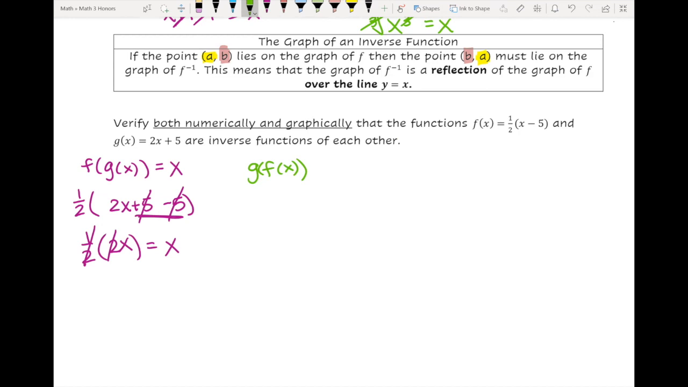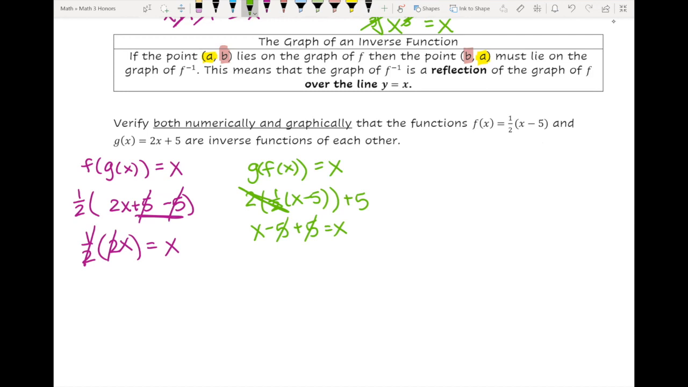We're going to do g of f of x. So we are taking the f of x and plugging it into the g function. The entire 1/2 times x minus 5 is plugged into this g function. So we are going to get 2 times the entire 1/2 x minus 5, and then plus 5. I have 2 times a half. Those undo each other. It's 1 times x minus 5, so just x minus 5, plus 5, and then -5 plus 5 is 0. I'm down to just x again. So yes, they are inverses. Both f of g of x and g of f of x equal x.